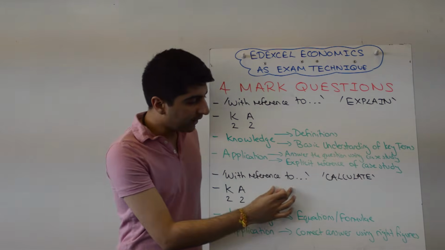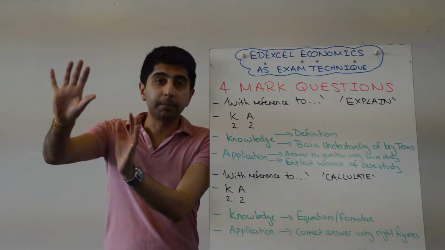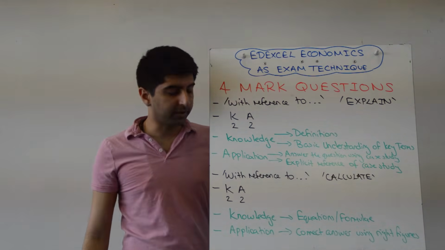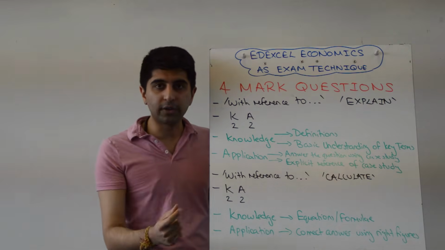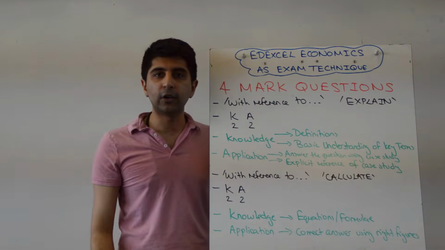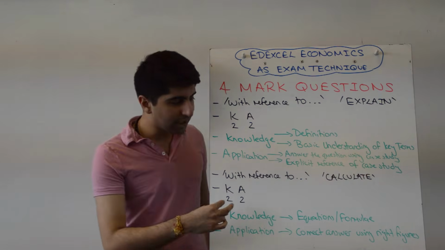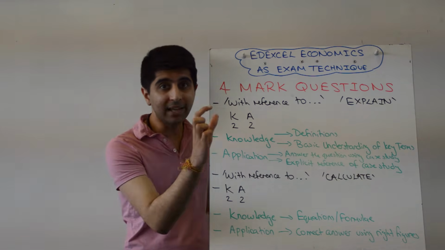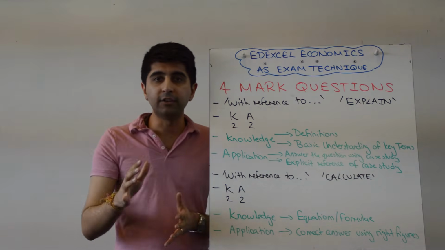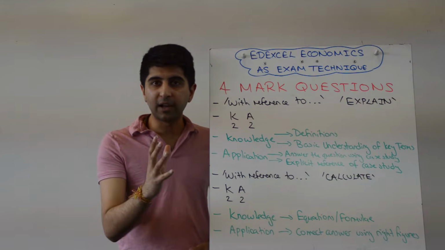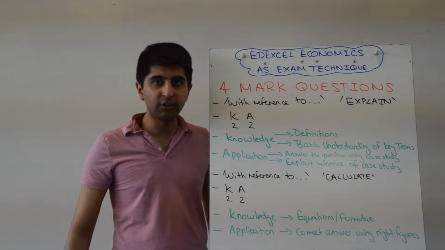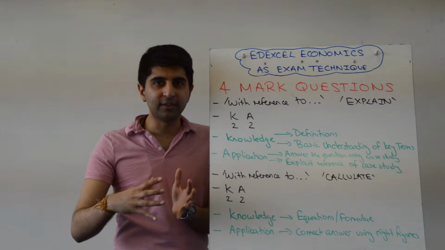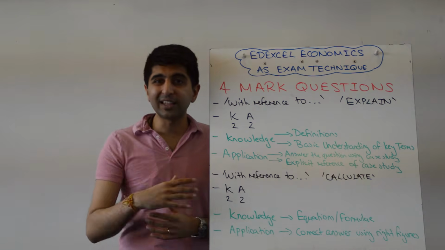Absolutely fine. If the question is with reference to something in the case study material, calculate something, very easy to get your marks here. Again, it's a KA question, knowledge application, 2 marks for knowledge, 2 marks for application. How do you get your 2 marks for knowledge? Well, simply, whatever the calculation asks you to do, just state the formula, just state the equation, depending on what the question is. That will be enough for your knowledge marks. To get your 2 application marks, obviously you need to use the figures that are given to you, so plonk those into your equation or into your formula, and then get the right answer.